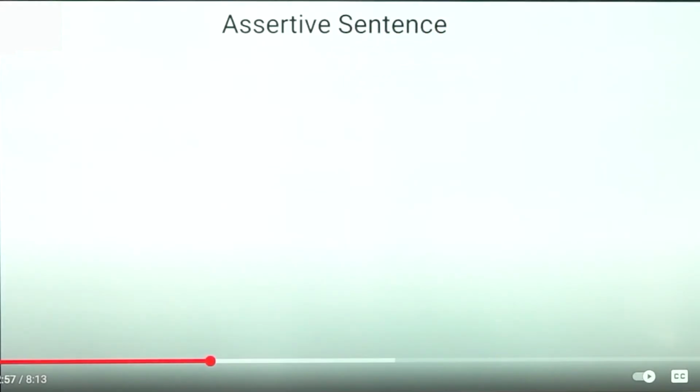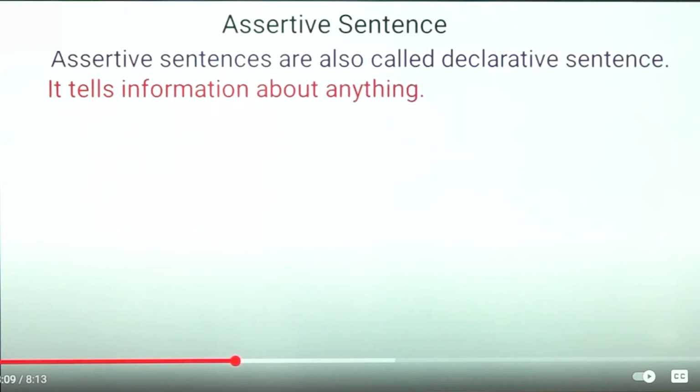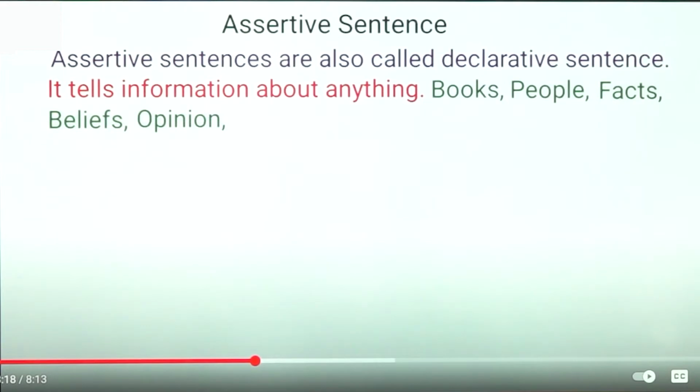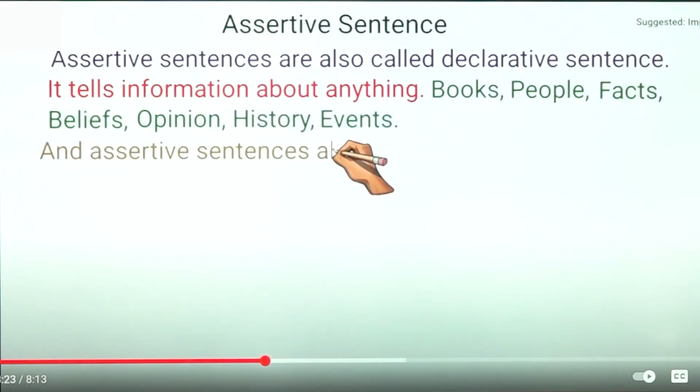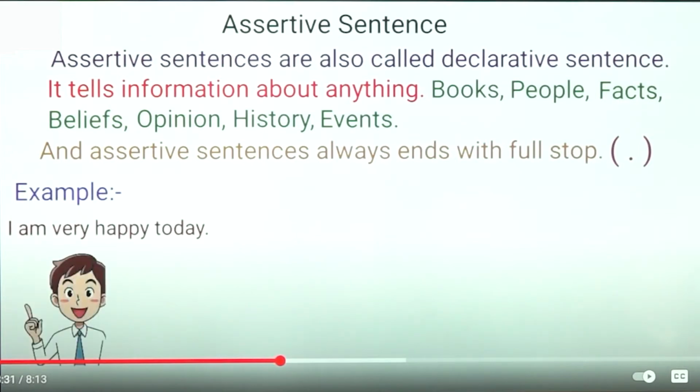So students, the very first kind of sentence we have is assertive sentence. Assertive sentences are also called declarative sentences because they usually declare something or state something. It tells information about anything, like a person, book, fact, belief, opinion, history, events, etc. Assertive sentences give simply a statement, that's why they always end with a full stop.